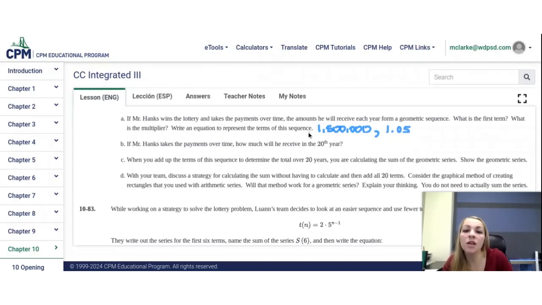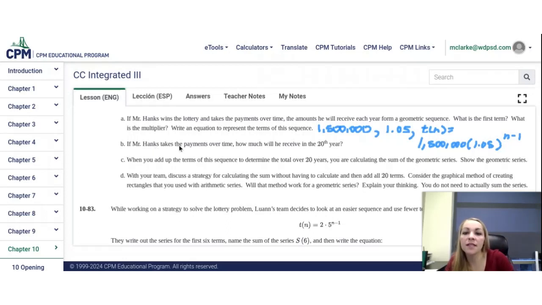And then it says write an equation to represent the terms as a sequence. So I personally want to use the first term form here so then I don't have to do any extra thinking. So the equation we could write is T of n equals, and I'm just going to come down here because I'm running out of space. So that 1.5 million times 1.05 to the n minus 1 to make that first term.